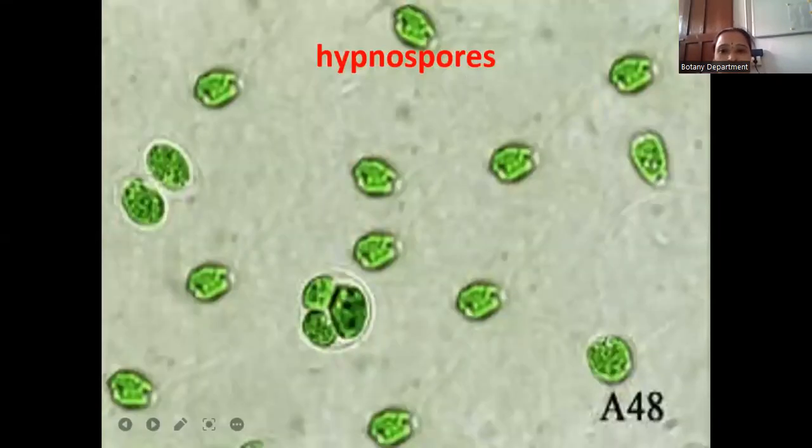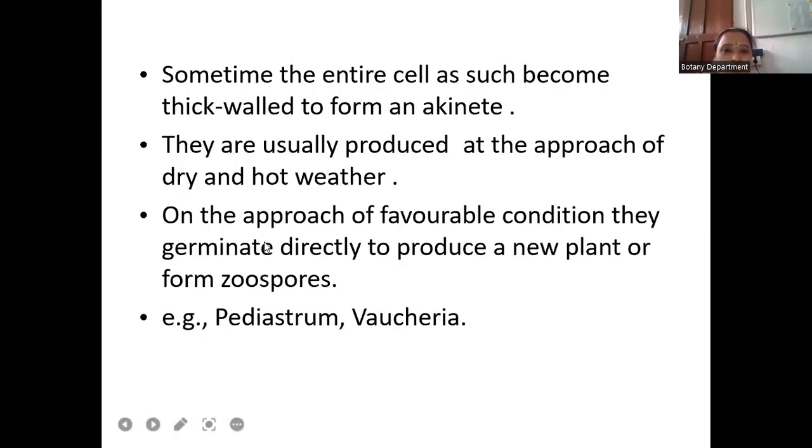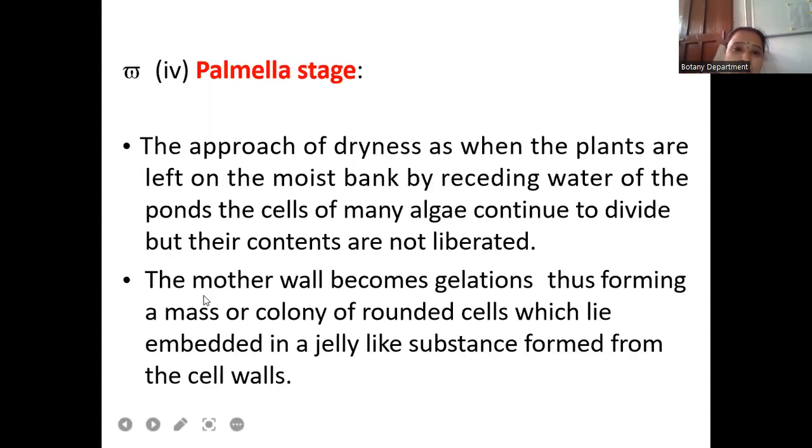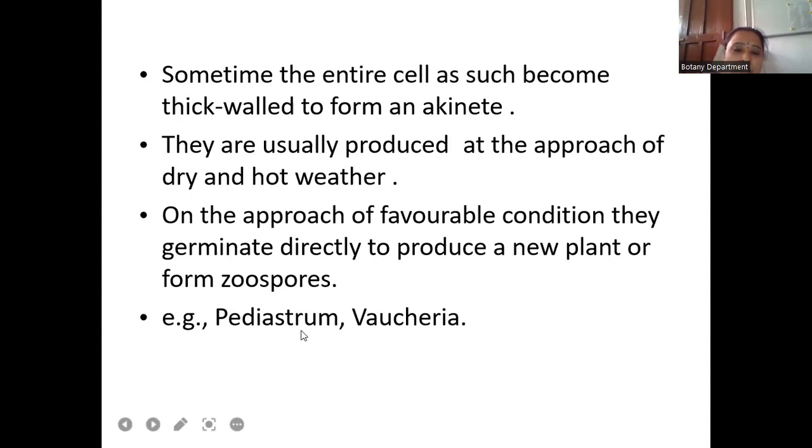Students, these are the hypnospores. What is the characteristic? They are thick walled, just like akinetes, and they approach the dry and hot weather. When the favorable condition comes, they germinate directly to produce a new plant or new zoospore. The best examples are Pediastrum and Vaucheria. This one is Pediastrum and Vaucheria.